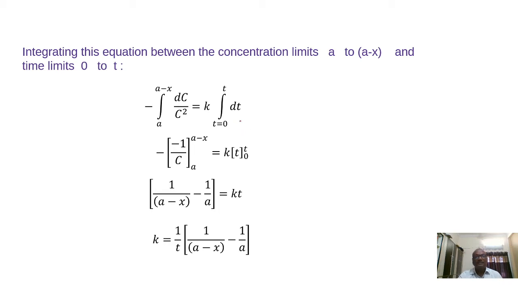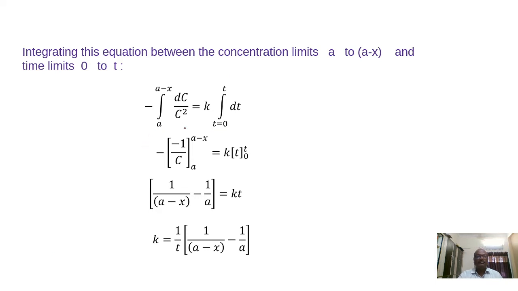How to see the limits? When time is equal to 0, that is in the beginning of the reaction, the concentration of reactant is a. We say it is the initial concentration. If the time reaches t, now x amount of reactant is consumed in the reaction. So the concentration of reactant left is a minus x. So 0 to t are the limits of time, and a to a minus x are the limits of concentration.